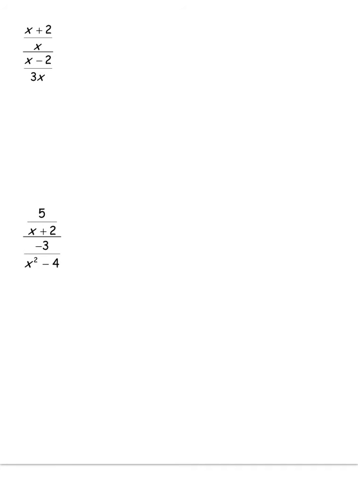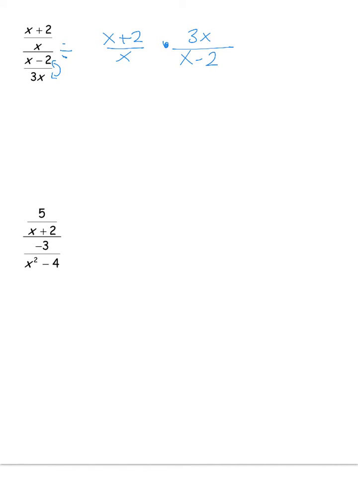Alright, again, the middle fraction bar is where the division symbol would go. So this is asking us to do x plus 2 divided by x, and then multiply by the reciprocal of the fraction on the bottom. So 3x over x minus 2.